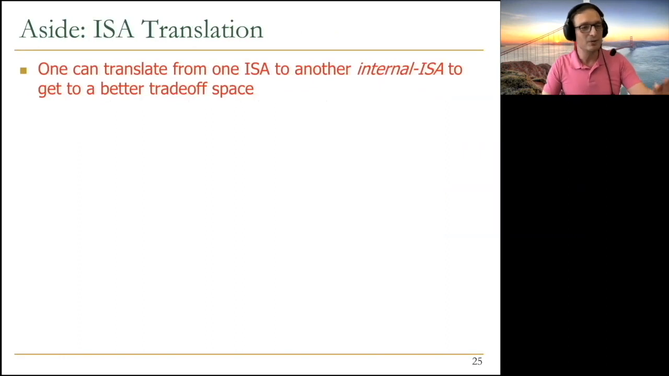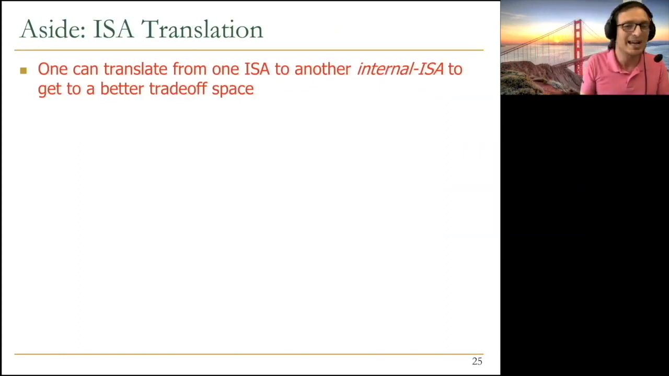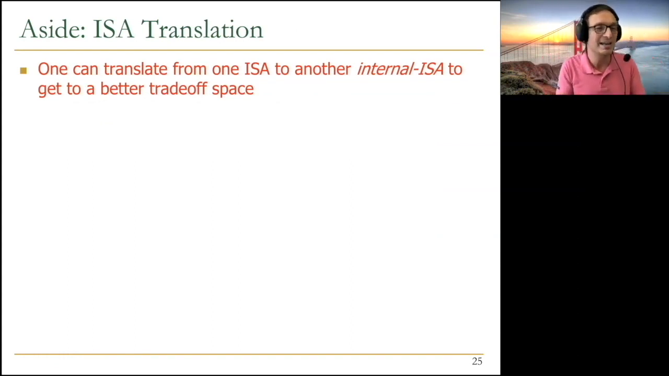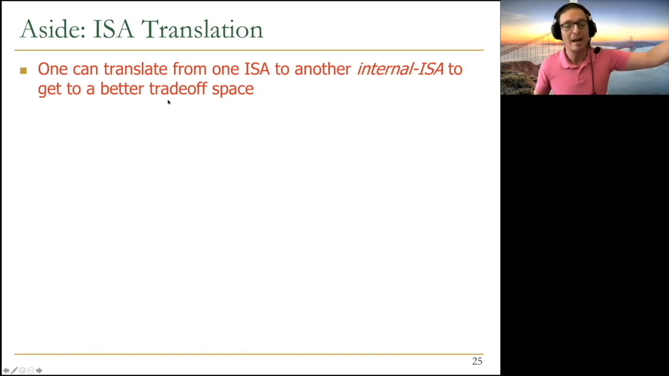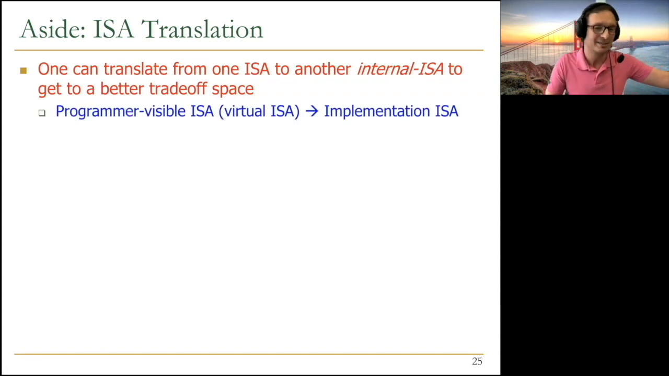Okay, let me give you one aside and we will conclude VLIW. I give this aside because we talked about ISA translation before, but I'm going to talk about why Transmeta translated the x86 ISA to VLIW. Basically, we said earlier that one can translate from one ISA to another internal ISA to get to a better trade-off space. Your programmer visible ISA may not be great, x86, let's say, but you can make your implementation ISA really cool and easy to design hardware for, right? And in between, you employ some translation mechanism.